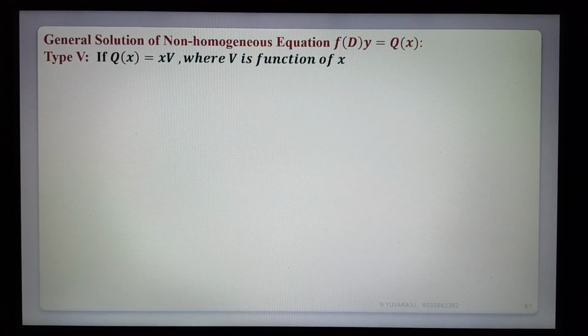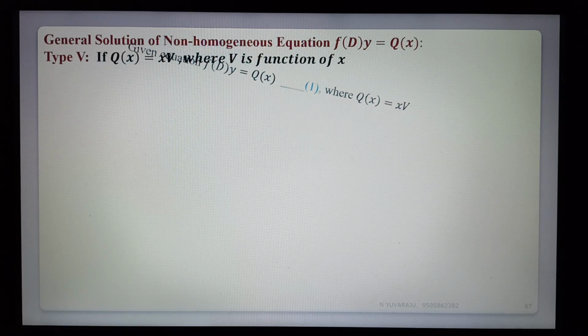Hi students, today we are learning the general solution of the non-homogeneous equation f of D into y is equal to Q of x, when Q of x is equal to x into V. This is type 5, where V is a function of x, and this is how to find the particular integral in this type.